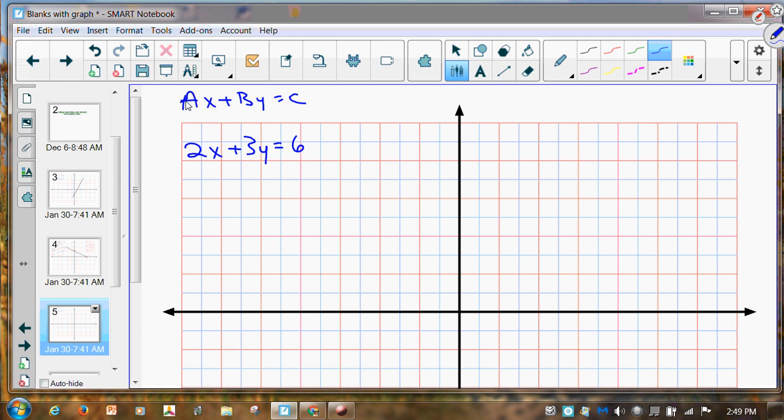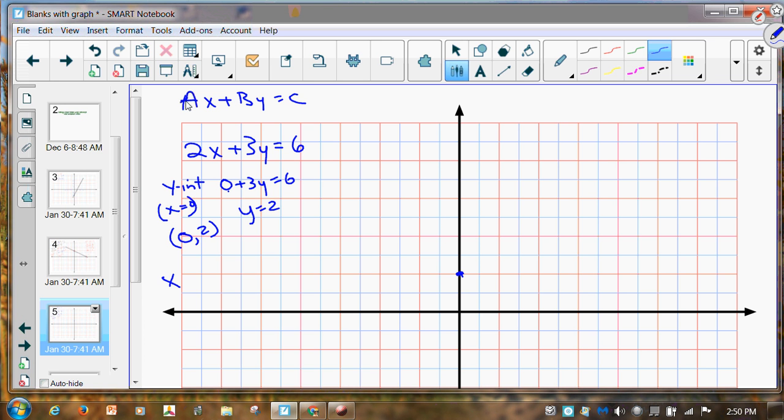We can do the y and x-intercept, right? So for the y-intercept, we set x equals 0, remember? If we set x equal to 0, we will get 0 plus 3y equals 6. And so therefore 3y equals 6 or y equals 2, right? So our y-intercept then is at 0 for x and 2 for y. We can plot that right there, right? 0, 2.